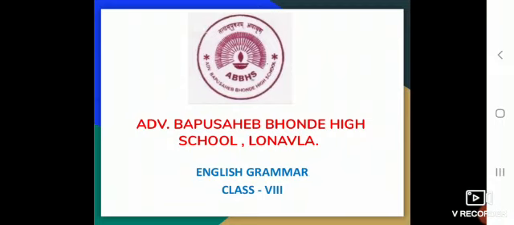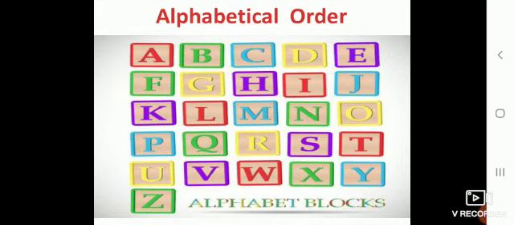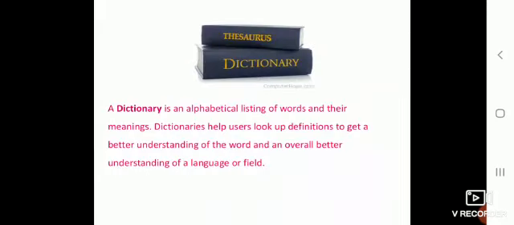Students, we all know that in the English alphabet we have 26 letters starting from A till Z, and the combination of these letters is used to make n numbers of words in the English language. Now it is not possible for us to know the meaning of each and every word. So when we want to know the meaning of unknown words, what do we do? We look up the dictionary, as the dictionary has the collection of all the words with their meanings.